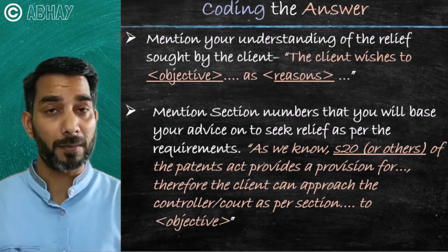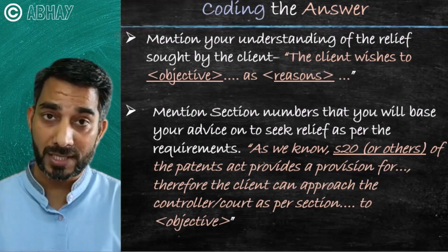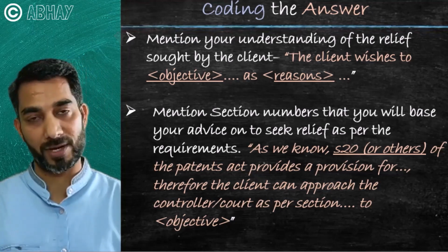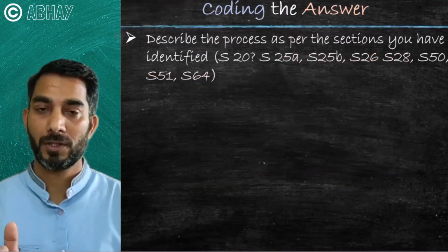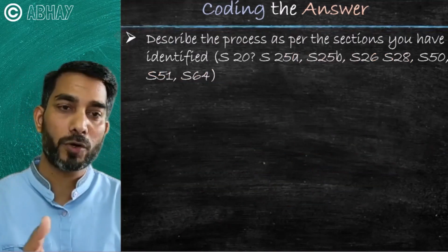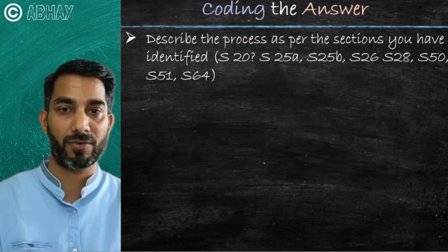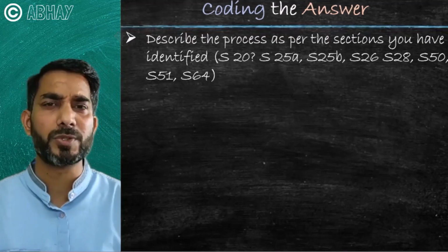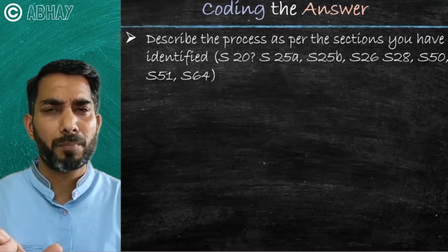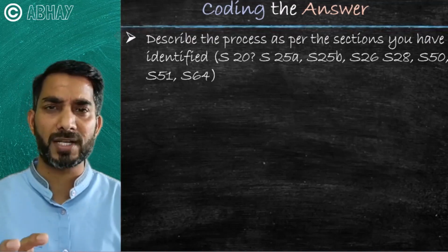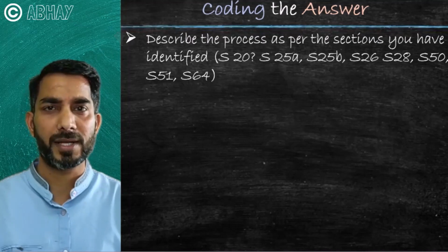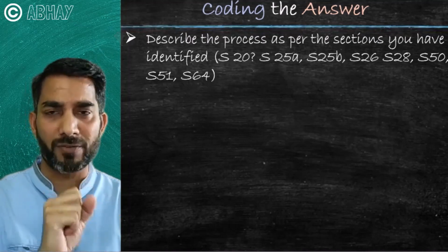You need to build upon it by providing the entire process as per the section that you have identified. How do we do so? So let's say you have identified a few of these sections, could be 20, 25A, 25B, 26, 28, 50, 51, 64. These are the major sections which are applicable for post-filing disputes or post-filing scenarios that are there, right? Or post-grant also at 25B for that reason.